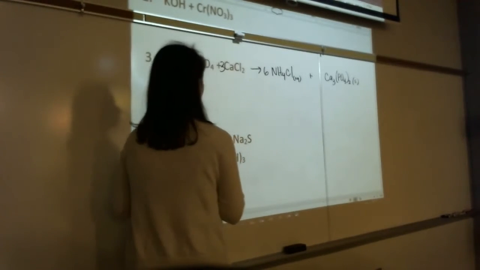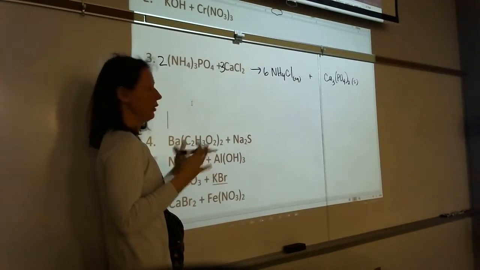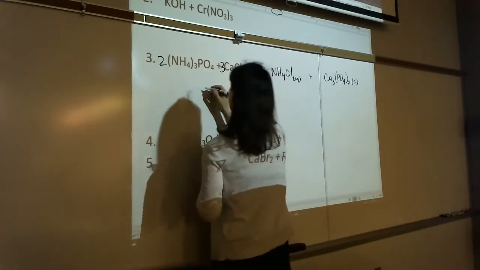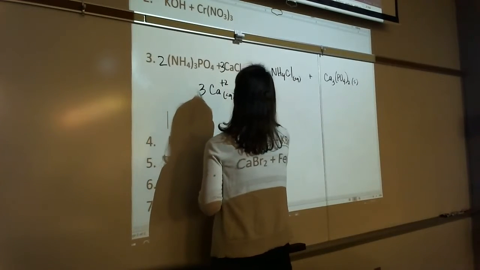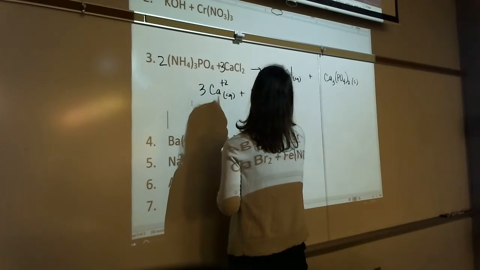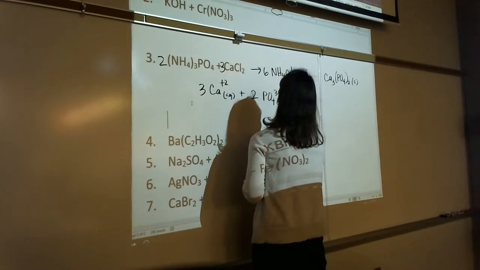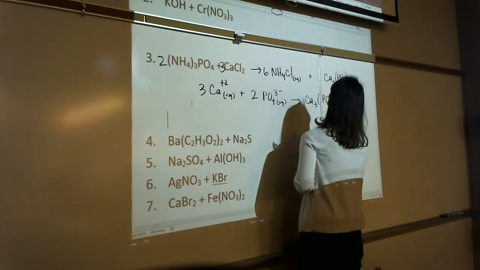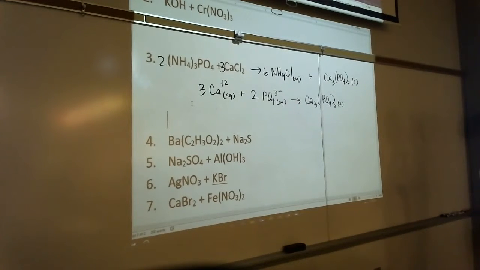Do you want to do the complete ionic, or can we go straight to the net ionic? Go straight to the net ionic. The net ionic equation is what forms the precipitate, right? So you're going to get 3Ca2+ (aq) plus how many? 2 PO4 3- produces Ca3(PO4)2 solid. Any questions on this one?